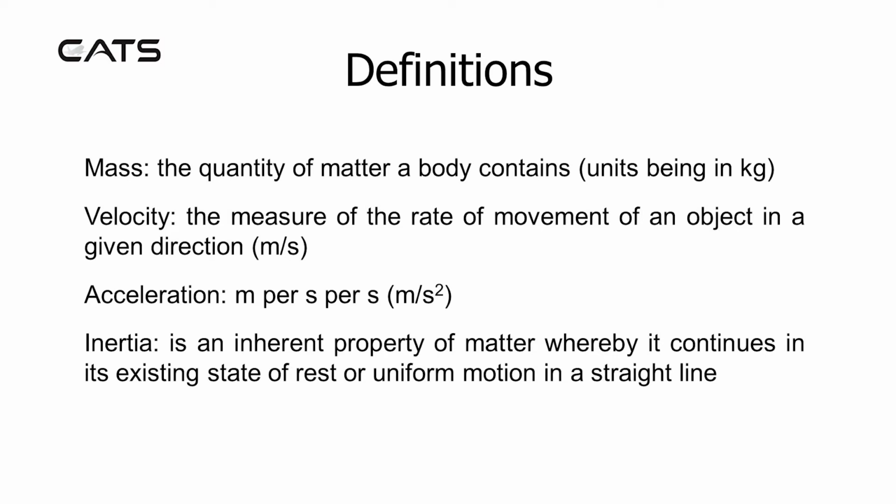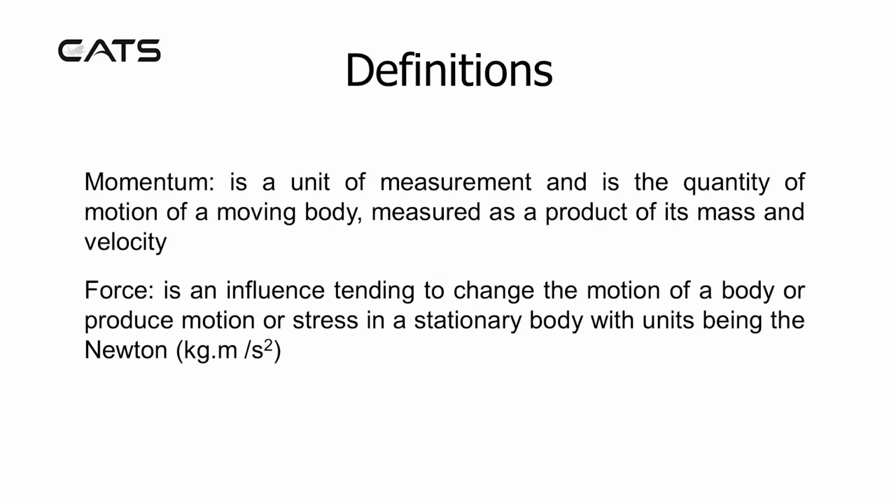Inertia is an inherent property of matter whereby it continues in its existing state of rest or uniform motion in a straight line. Momentum is a unit of measurement, and it is the quantity of motion of a moving body measured as a product of its mass and velocity.